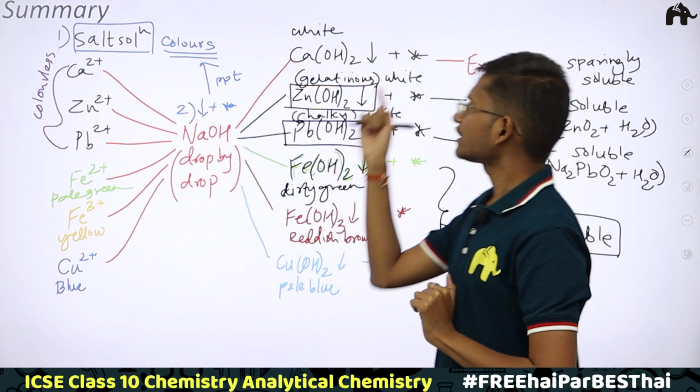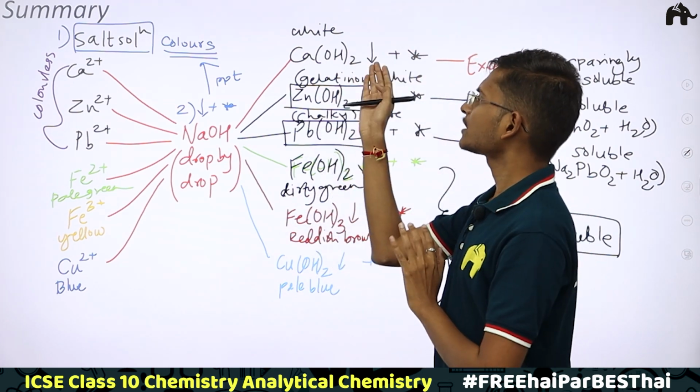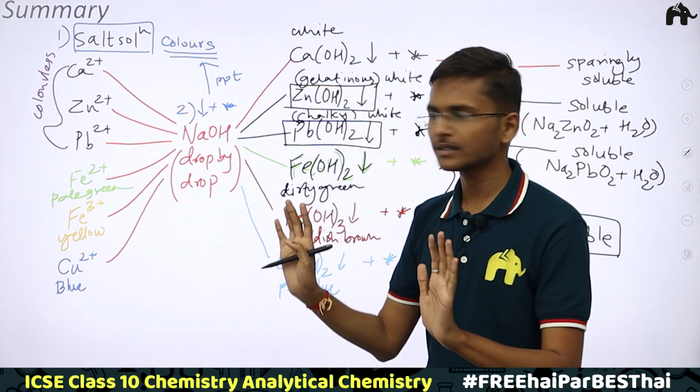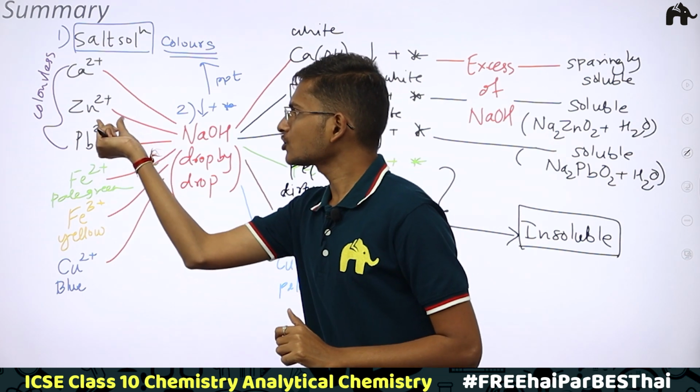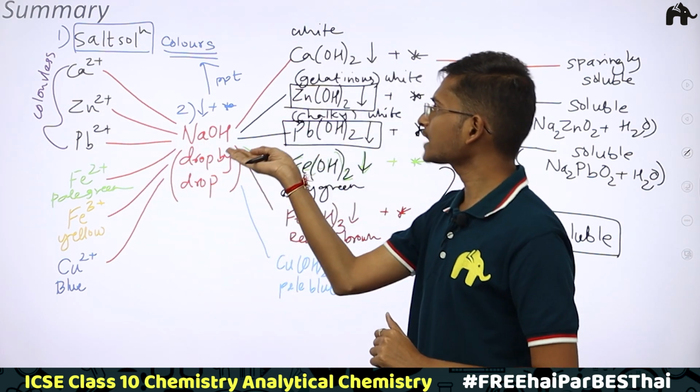and a soluble salt is getting formed, right? Then you have to just write the color of the precipitate. We know calcium hydroxide's color is white. Simple. Then the zinc salt solution, when we are treating it drop by drop with sodium hydroxide, what is happening?